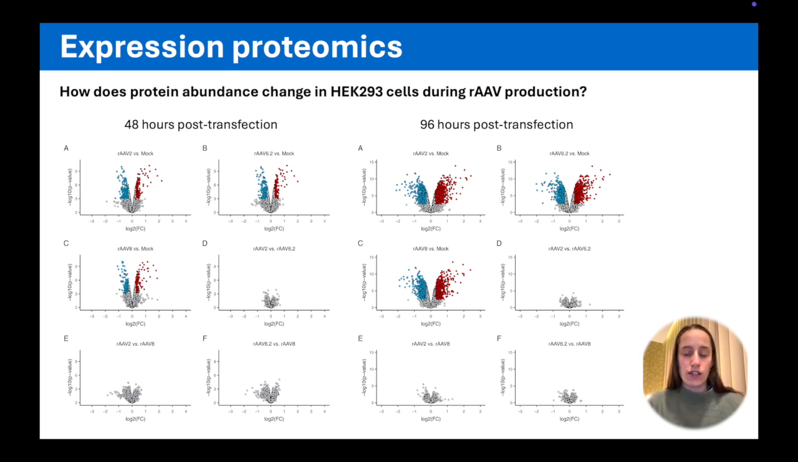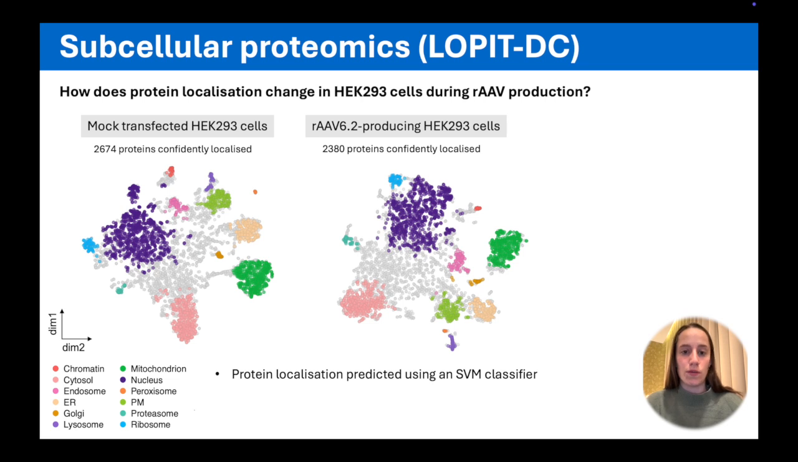The second approach I used to profile this system was subcellular proteomics, using a method called LOPIT-DC. Here I was aiming to answer the question of whether proteins within the HEK293 cells were undergoing relocation during AAV production. So here on the screen you can see the 2 maps that I generated, one for the mock cells and one for the AAV-producing cells.